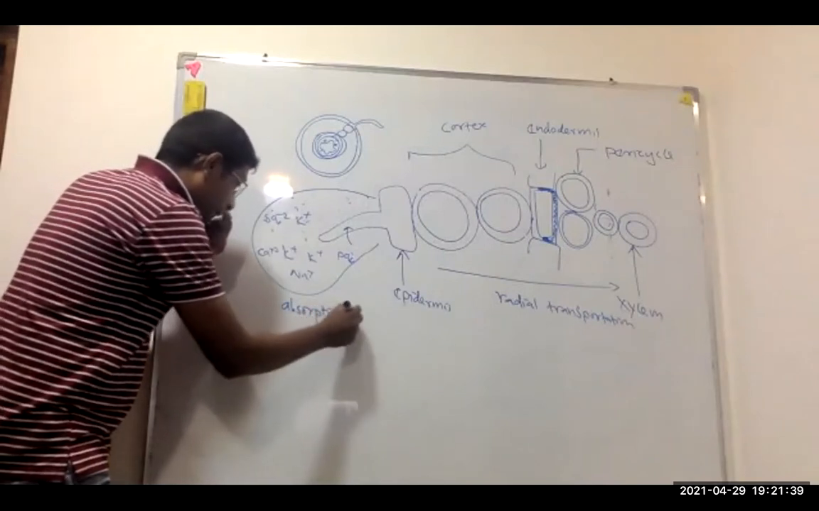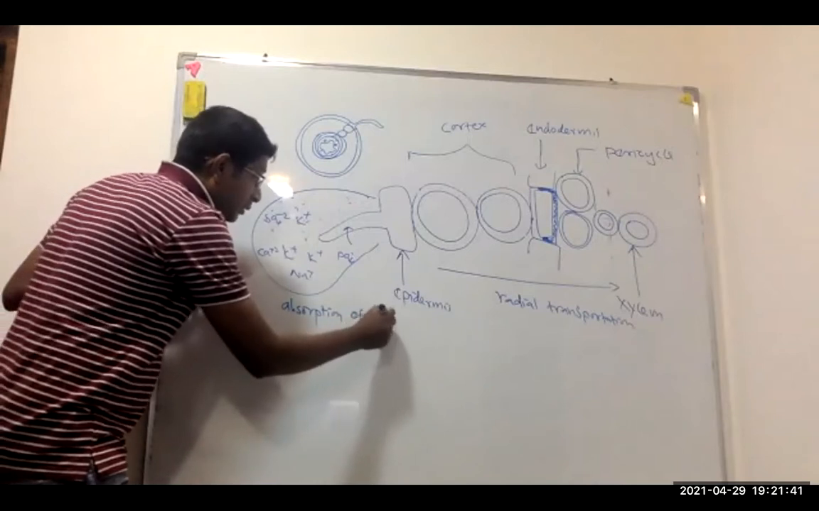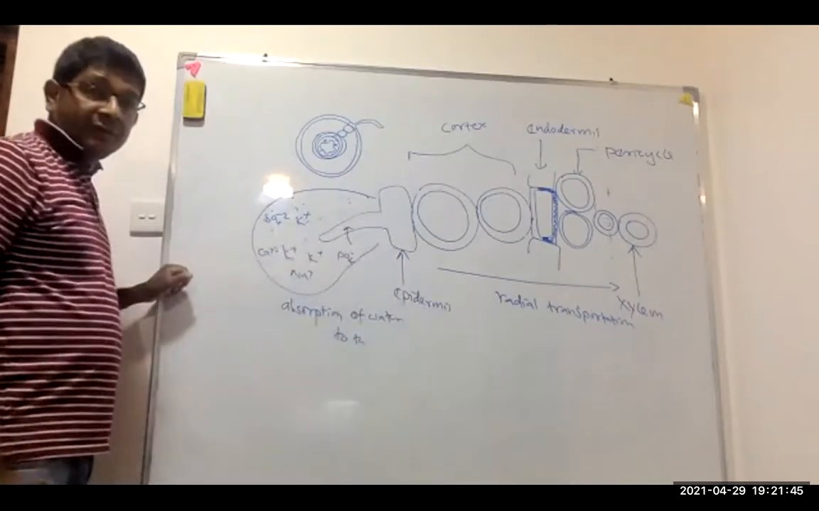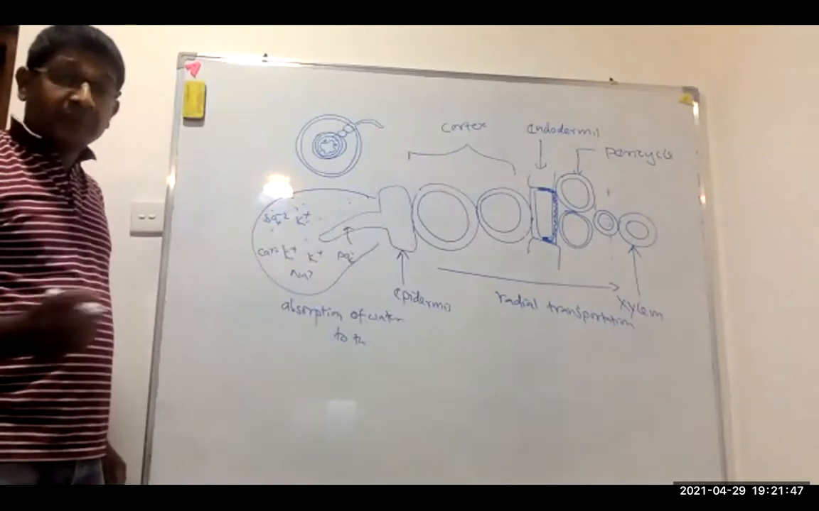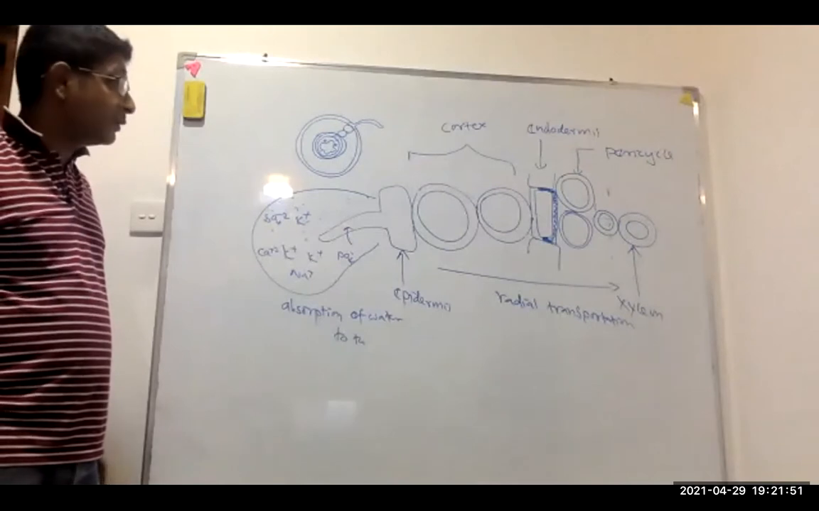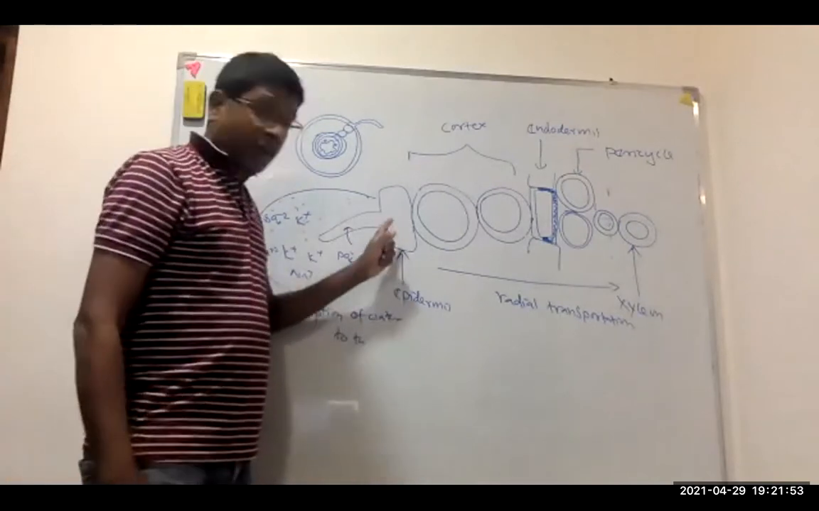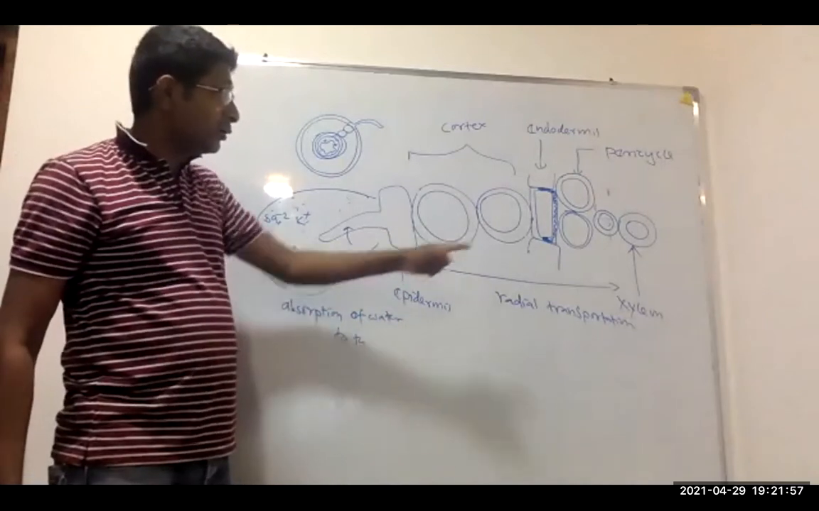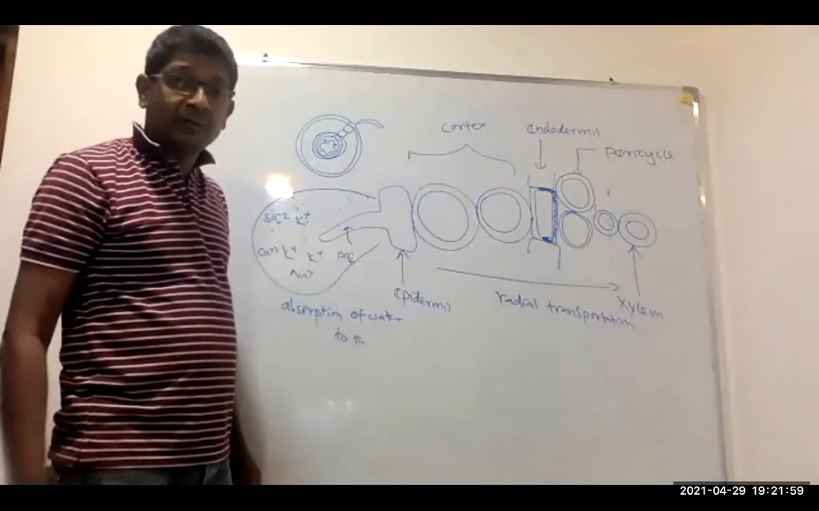Then before radial transportation, water should be absorbed by the root hairs, that is absorption of water. Absorption of water to the epidermal cells via root hairs. Then after that, the water absorbed to the epidermis should be transported radially towards the xylem, that is radial transportation.